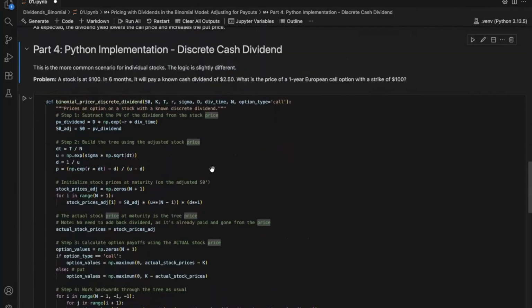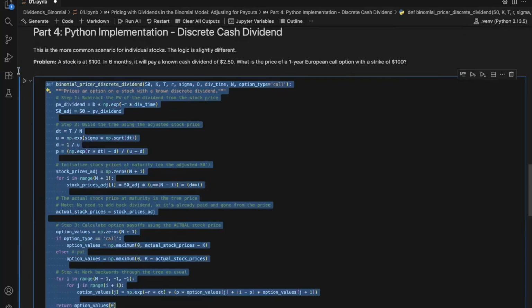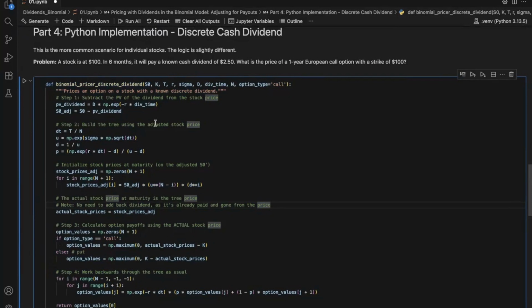Now, for the more common case of a known cash dividend, our problem is this: a stock is at $100. In 6 months, it will pay a 2.50 dividend. We want to price a 1 year option on this stock. The logic here is different, and it's a multi step process.